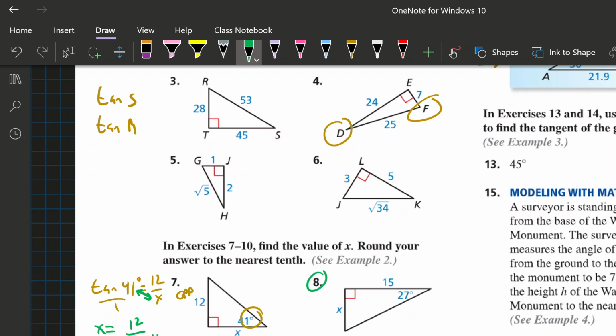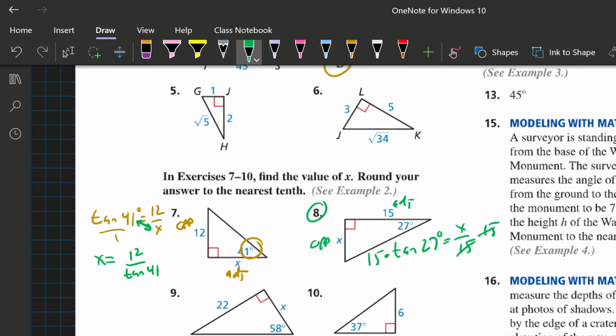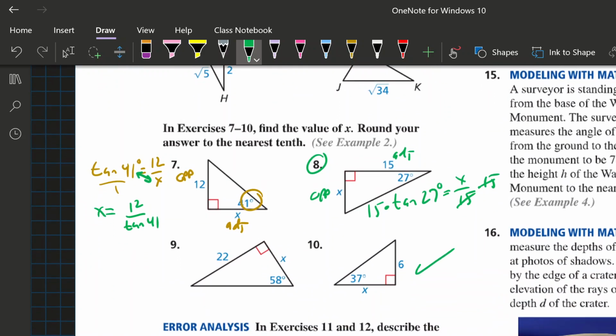Number 8, this is my opposite side. This is my adjacent side. So it's going to be tangent of 27, whoops, that's a poor 7, is my angle. That's going to be x over 15. When the x is in the numerator, you can just multiply by 15 on both sides. 15 times tangent of 27. Plug that in your calculator. You've got your answer. These two are similar type problems over here. I think they're a little bit more like 12. They're being a pain to you here.